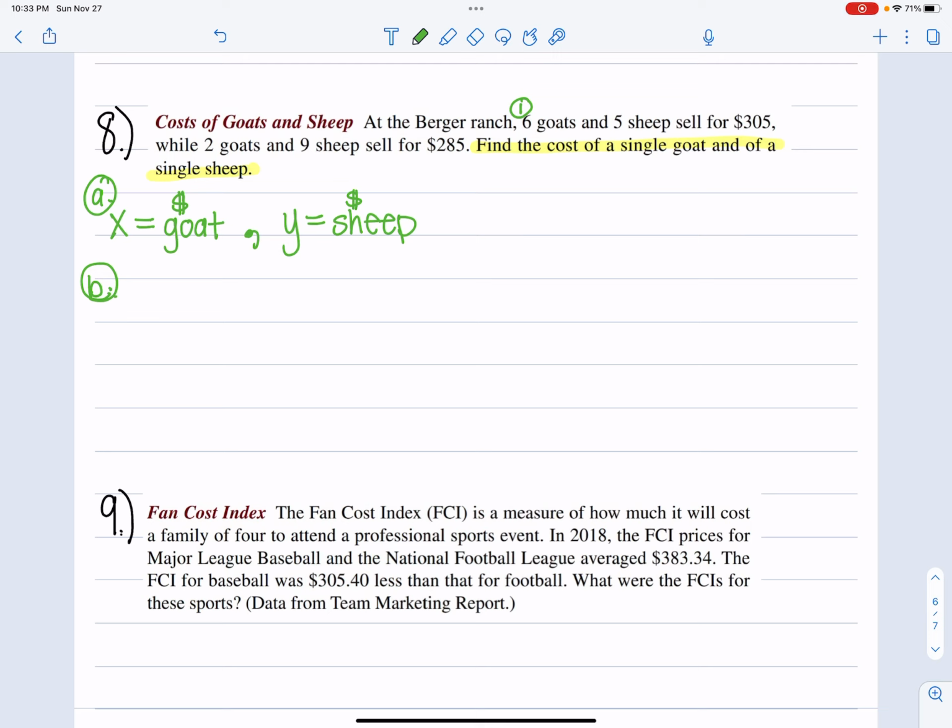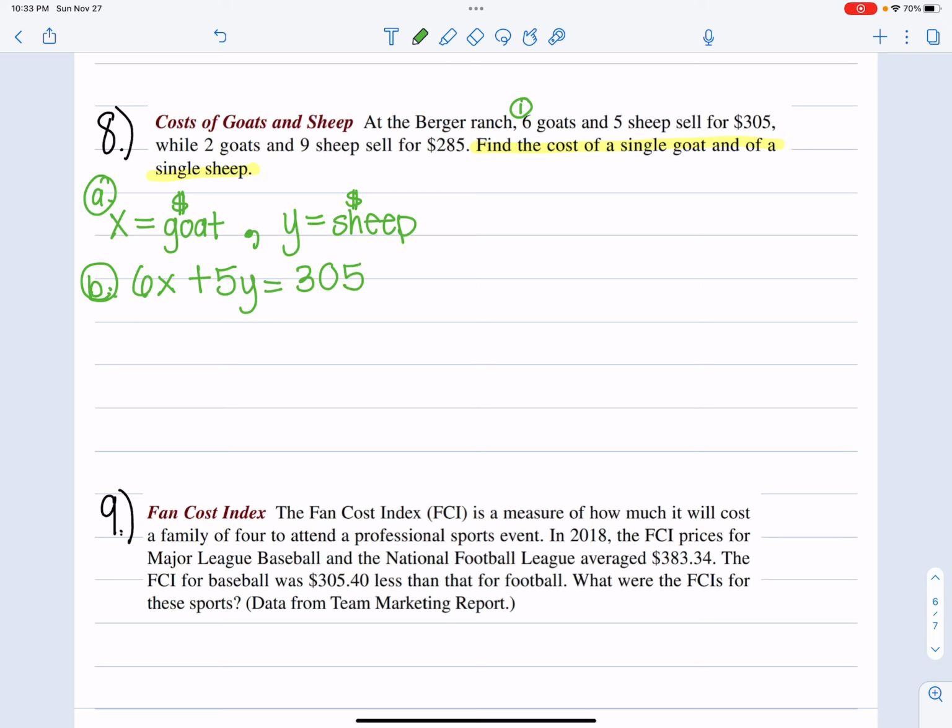We don't know the cost of the goat yet, but there's 6 goats that cost such and such, which is x. So I start off with 6x. And then we got to add the 5 sheep that we want to buy. So 5 times the price of the sheep would give me 5y, equals 305. That's my first equation.